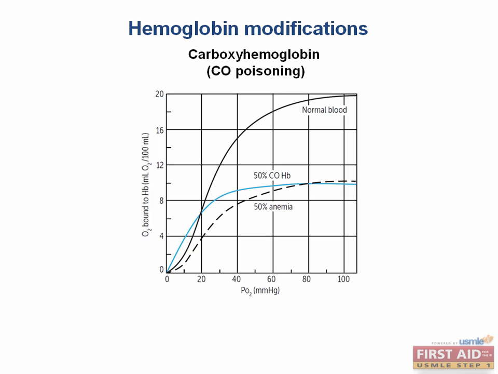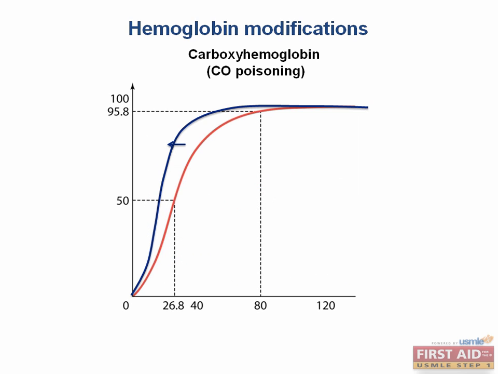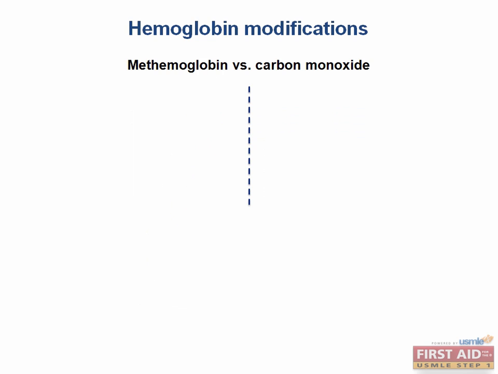On top of this, there is a left shift in the oxygen-hemoglobin dissociation curve, which means less oxygen offloading in the tissues. So carbon monoxide does two very detrimental things. It will left shift the curve and bind the oxygen sites on hemoglobin with a higher affinity. This is what will cause flattening of the curve. So how can we tell the difference between someone with methemoglobinemia and carbon monoxide poisoning? Methemoglobin makes the patient cyanotic, while carboxyhemoglobin makes the blood bright red.